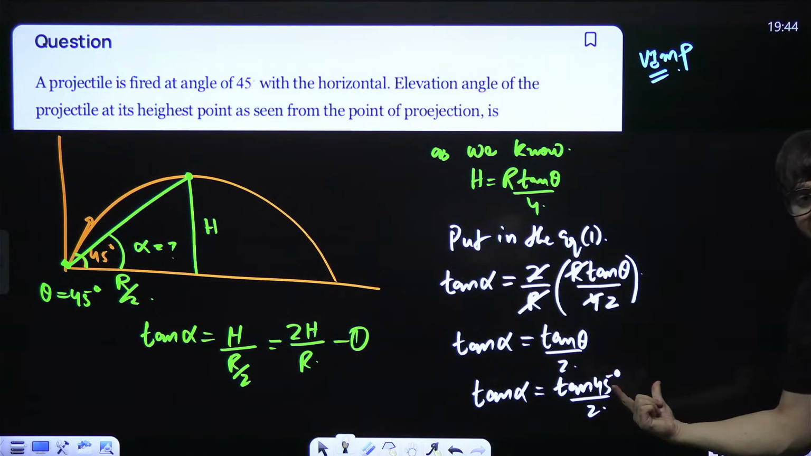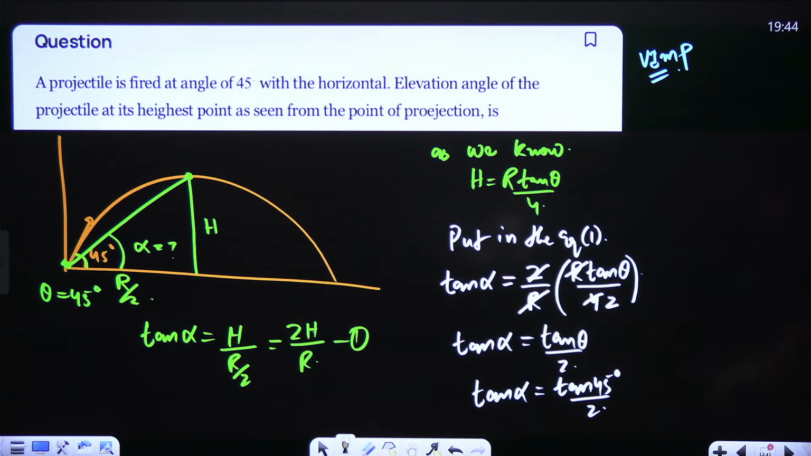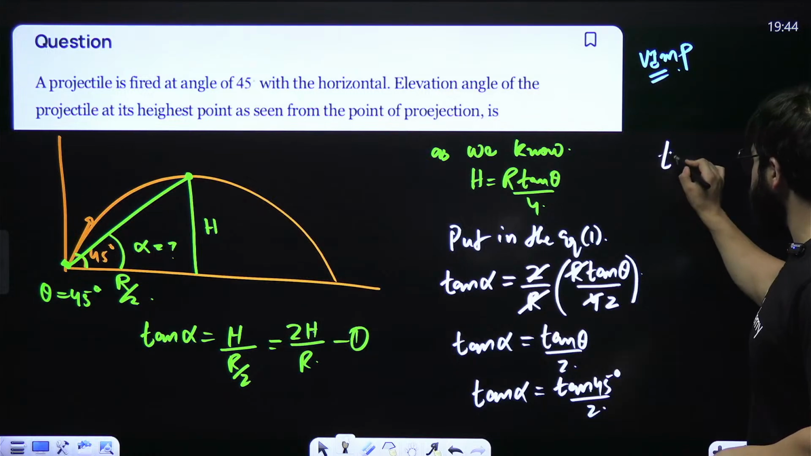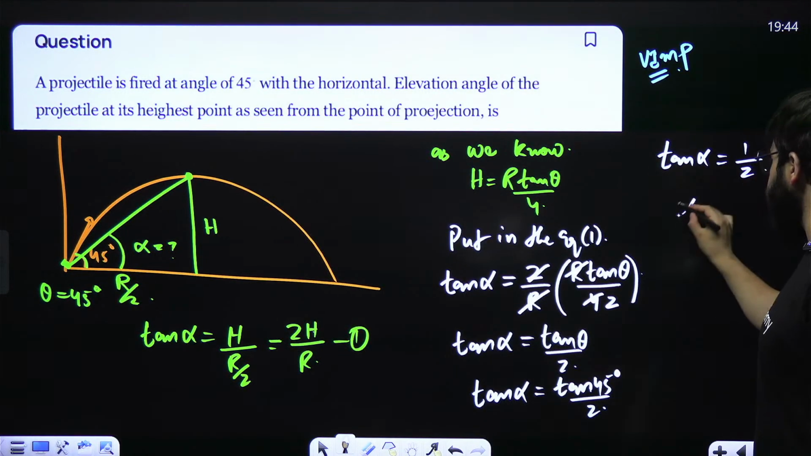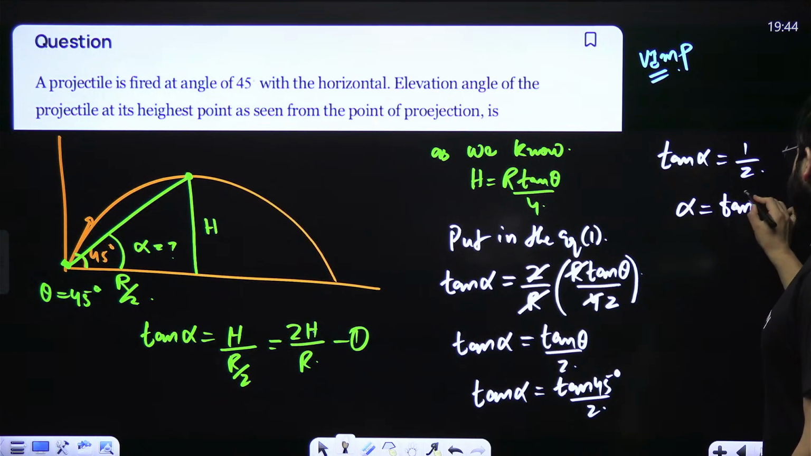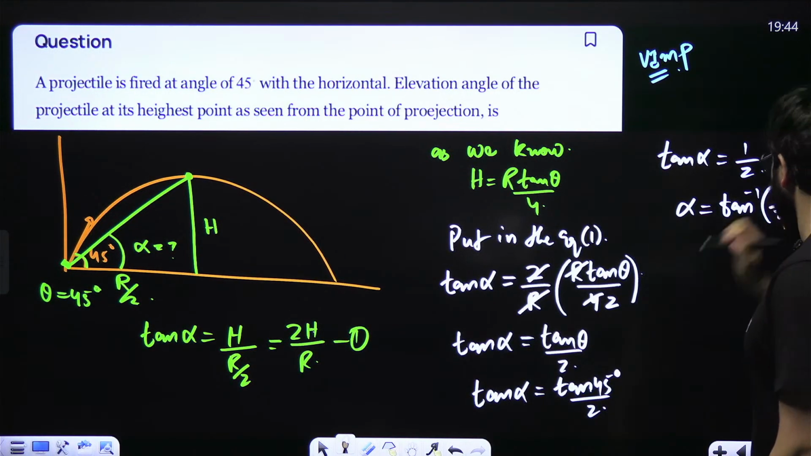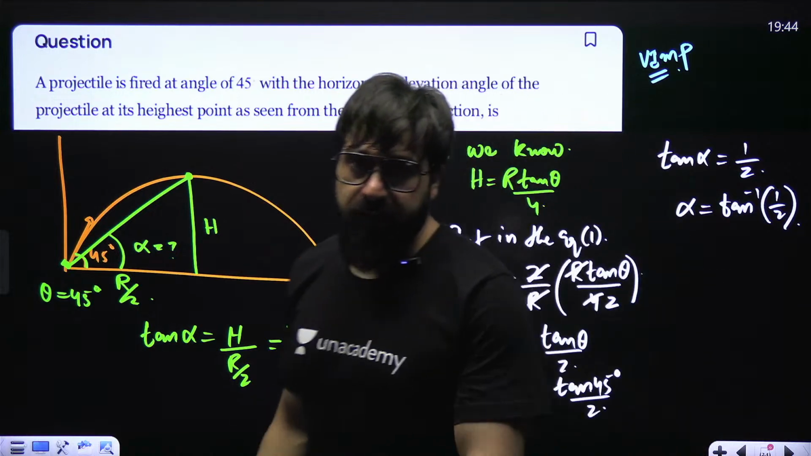What is the value of tan 45? We know the value of tan 45 is 1. So I'll put that over here. So tan of alpha will come out to be 1 divided by 2. So can I say alpha will be tan inverse of 1 by 2. Alpha is tan inverse of 1 by 2.